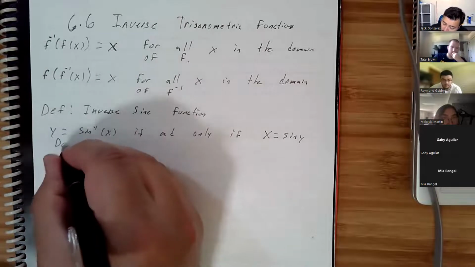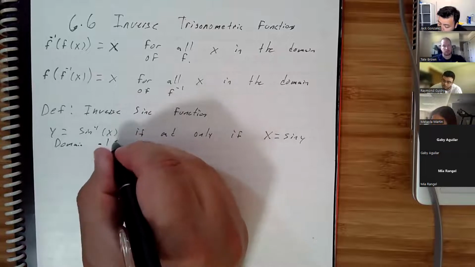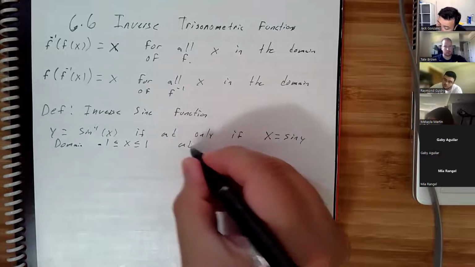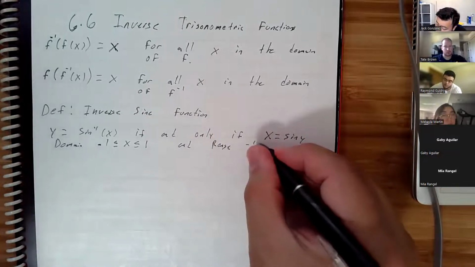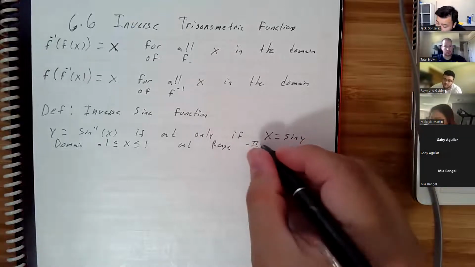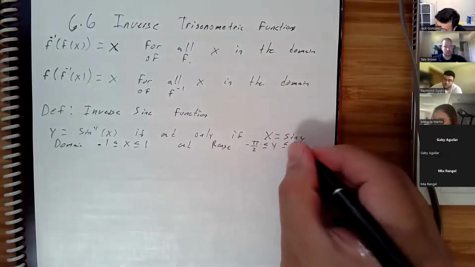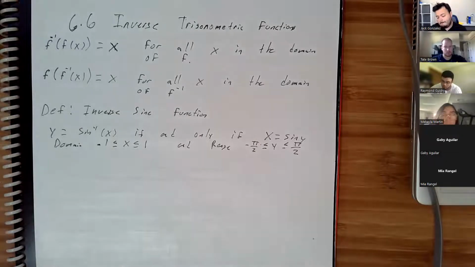The domain for the inverse sine has to be within -1 and 1. And the range must be between -pi/2 and pi/2. So I'm going to give you all three: sine, cosine, tangent.